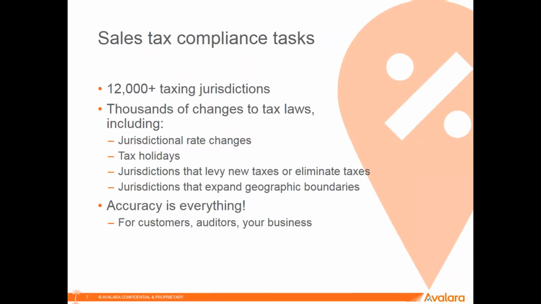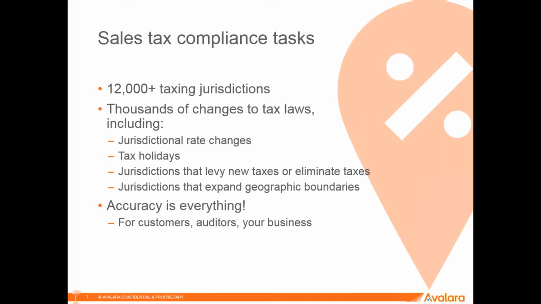We see that this says thousands of changes. I think last year there were over 14,000 changes to the various jurisdictional rates, different tax holidays, new taxes, jurisdictions that are expanding. Internally, it could be because of a school district change. It could be because of a stadium. It could be because of a lot of different things. But those things are happening all the time and every day throughout the calendar year, and that's how it can become a very complex process for you guys to keep track of.